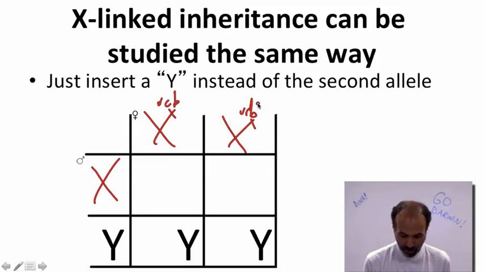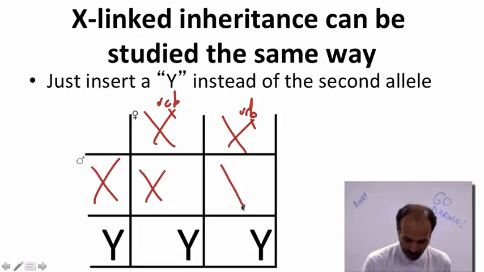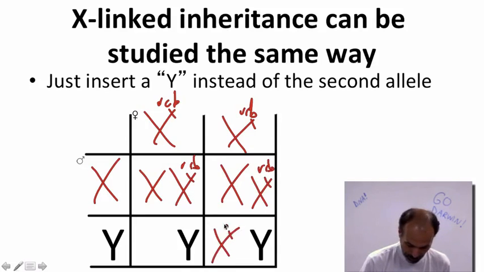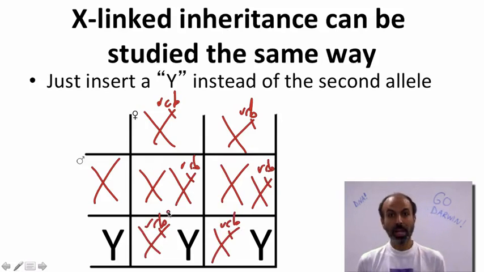So let's follow patterns of inheritance. Again, the dad's always giving the Y. In this case, he's giving an X. The mom is always giving an X RCB. So now what do we see? Well, let's look first at the girls.